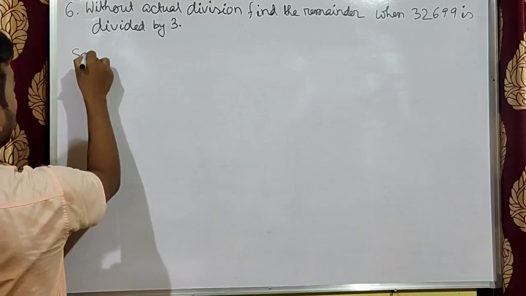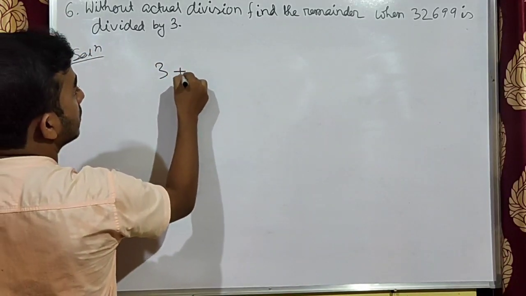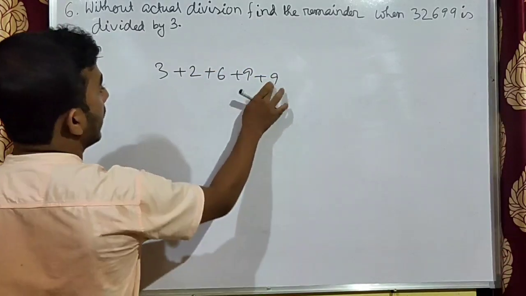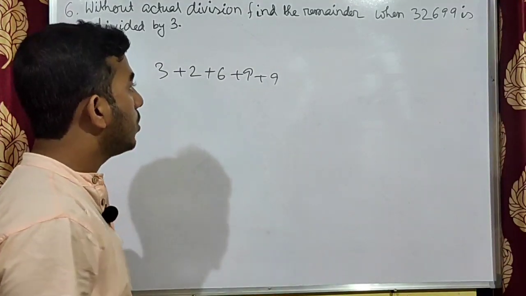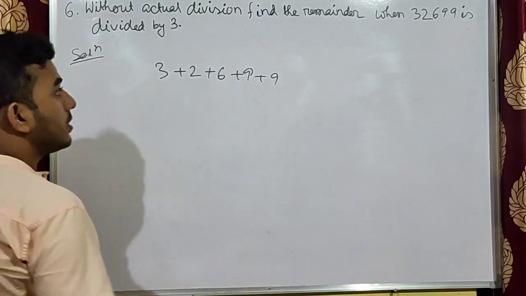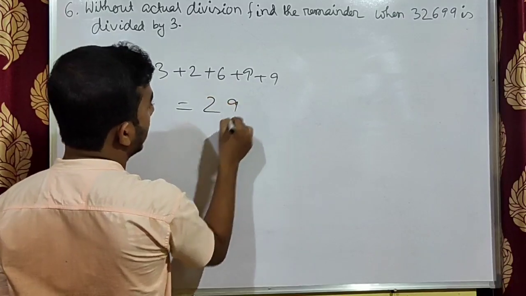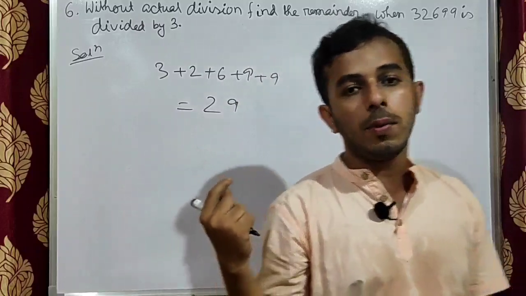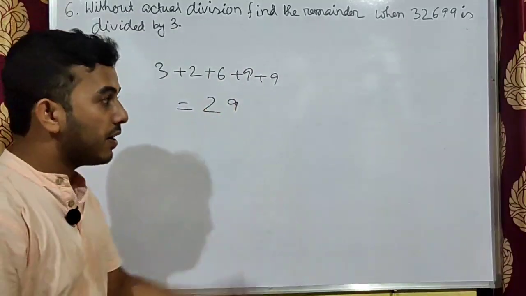First of all, we have to write the solution: 3 plus 2 plus 6 plus 9 plus 9. 9 plus 9 is 18, 18 plus 2 is 20, 20 plus 6 is 26, 26 plus 3 is 29, right? So its value is 29. Now if we divide 29 by 3, we can divide easily within a few seconds. So let us first divide.